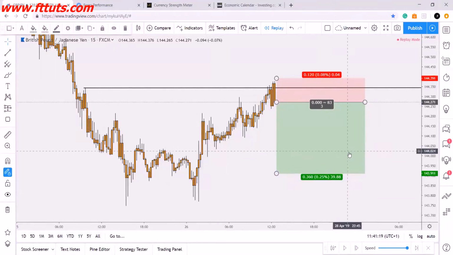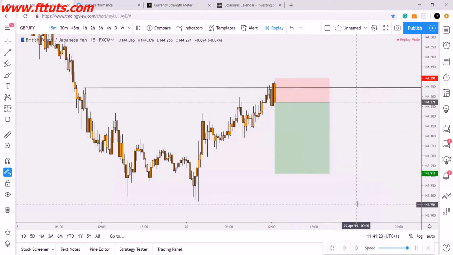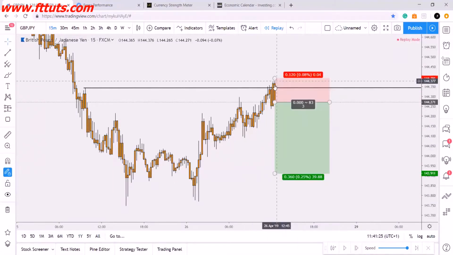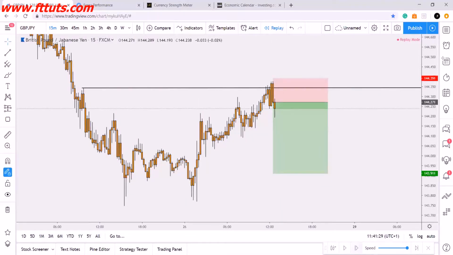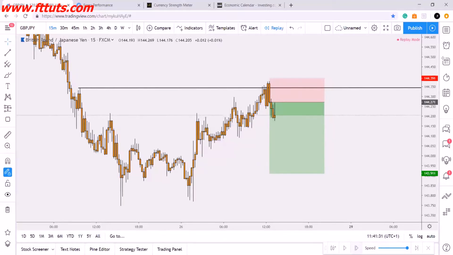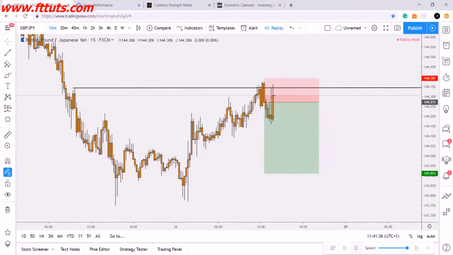This is an instant execution trade right now, and based on this push to the upside, push back to the downside. Okay. Oh, geez. Oh, geez.